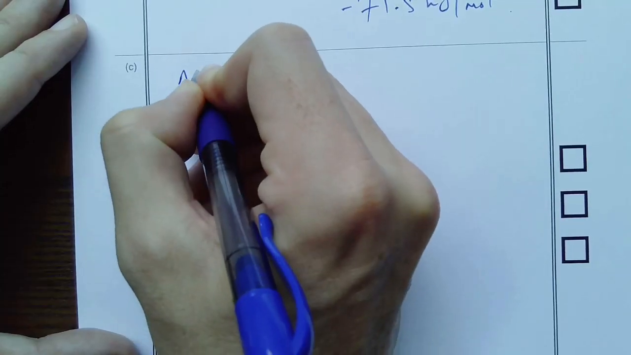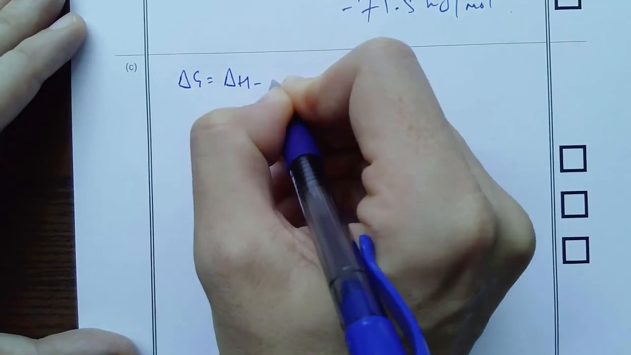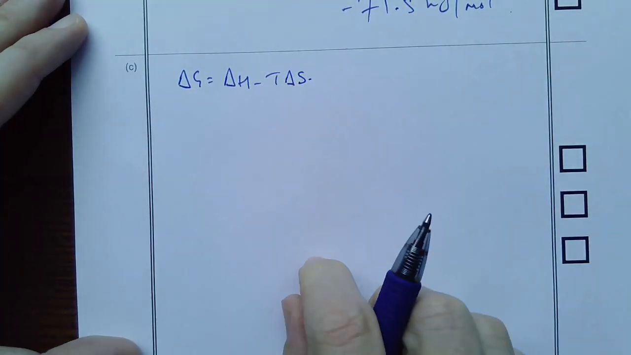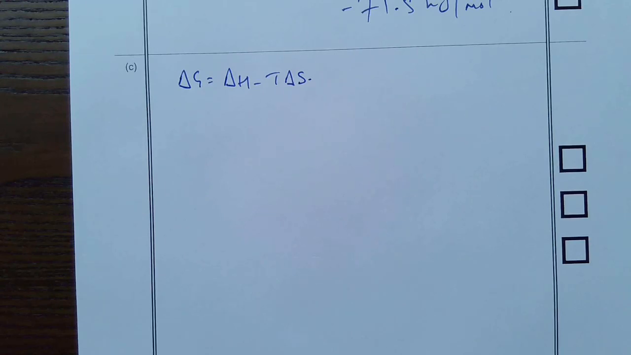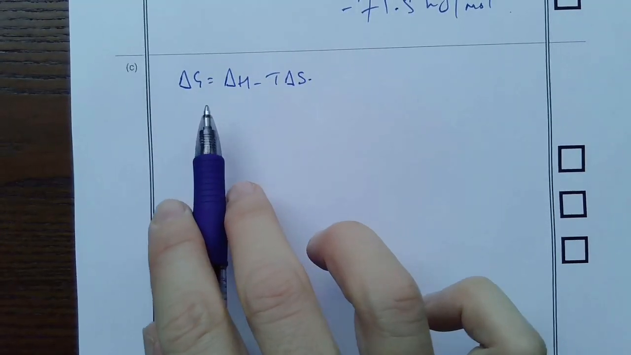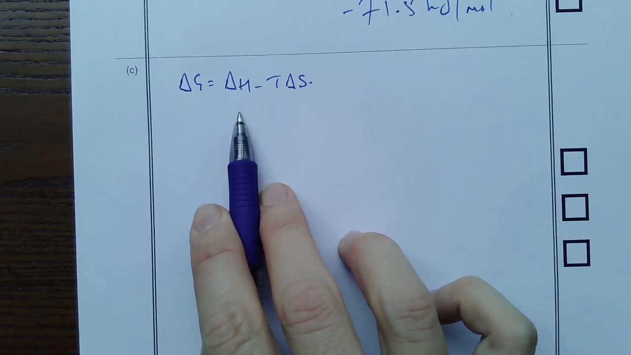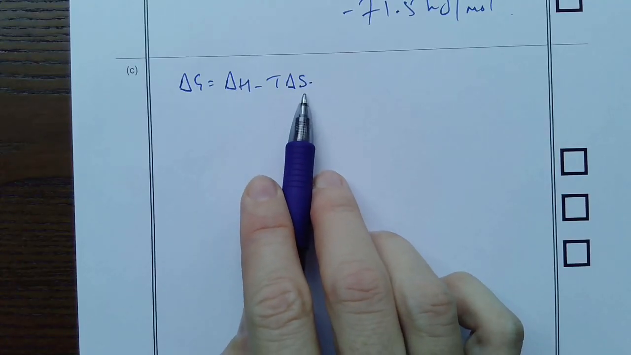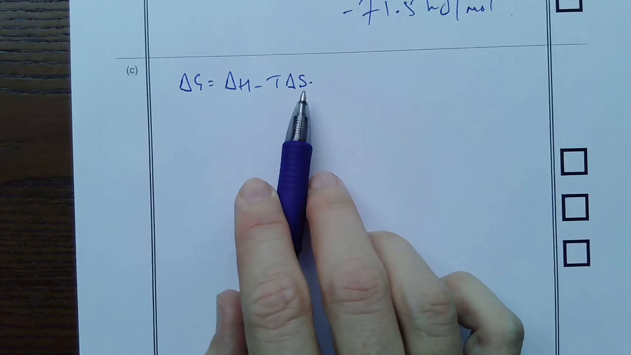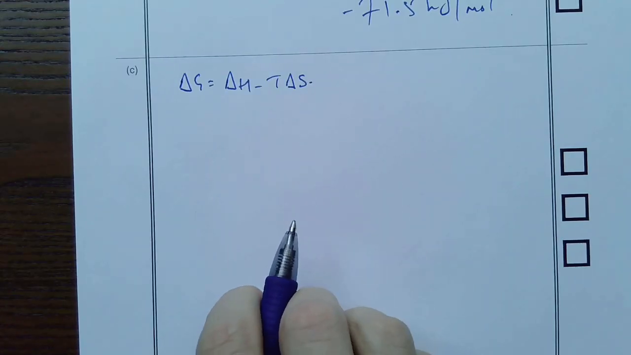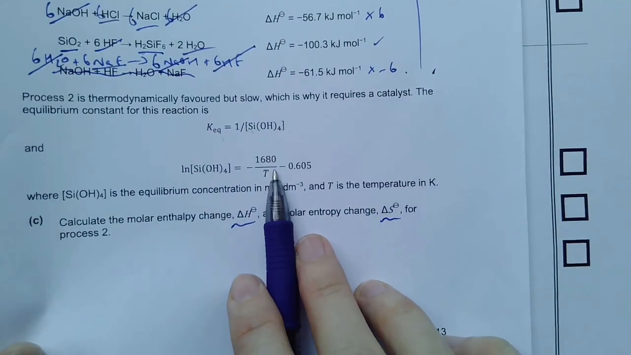So I know 2 things that are probably going to be useful here. The first is delta G equals delta H minus T delta S. Now I like that because if I divide this equation by T, I'm going to get delta H over T and delta S, which is going to look like this thing here.